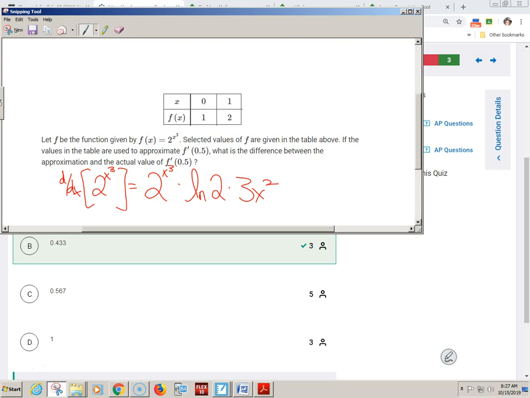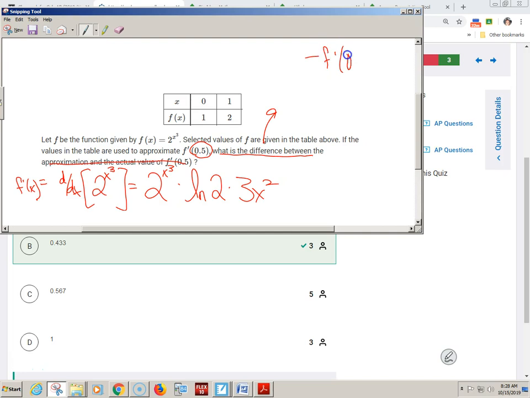Was it easy? What are you supposed to do once you have f prime of x? What's the problem with plugging in 0.5? If the values in the table are used to approximate f prime of 0.5, wait a minute, they're not just plugging in 0.5? Did you guys realize what you were actually supposed to be doing? Subtracting. What is the difference between the approximation and the actual?